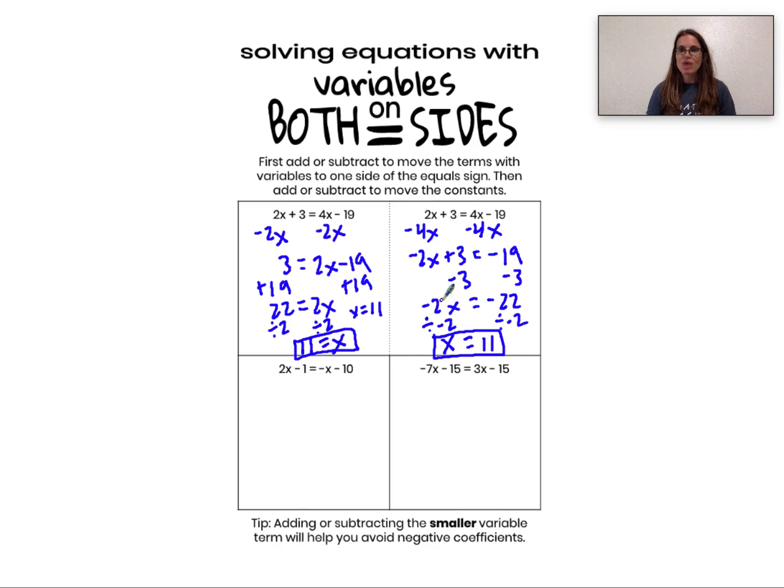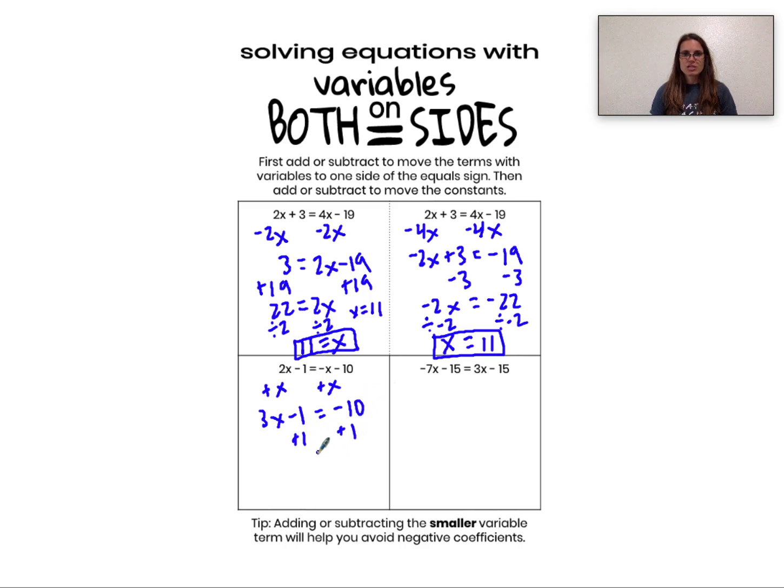Let's go ahead and practice some more. 2x minus 1 equals negative x minus 10. Now using our tip, should we subtract 2x from both sides or should we add x? Here we suggest that you add x to both sides of the equal sign. Negative 1 is a smaller number than 2. 2x plus x gives me 3x minus 1 on the left-hand side. Negative x plus x is 0, and then we're left with negative 10.